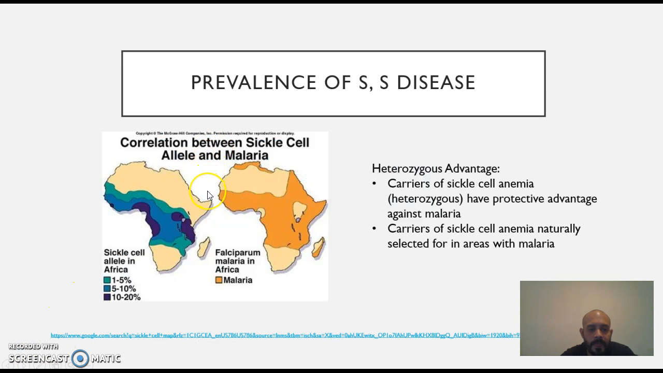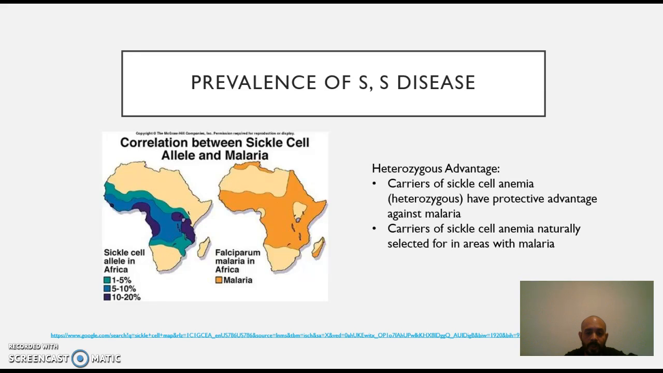Prevalence of sickle cell disease. You can see there's a correlation between the sickle cell allele, right here to the left, and malaria. The reason why is that there is a heterozygous advantage: those who are carriers are protected against malaria in most cases. These carriers are heterozygous for the allele, which means that they have one mutant allele and one healthy allele. So they do not have sickle cell disease, but they do benefit from having one allele.